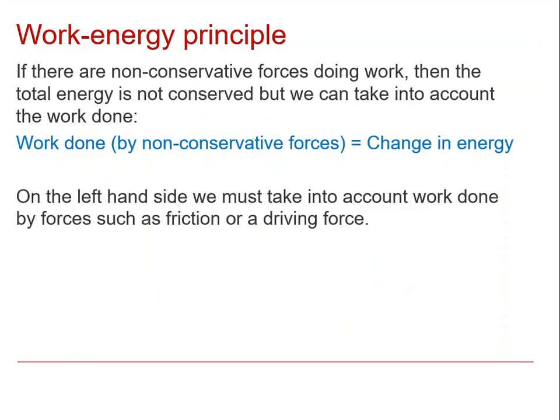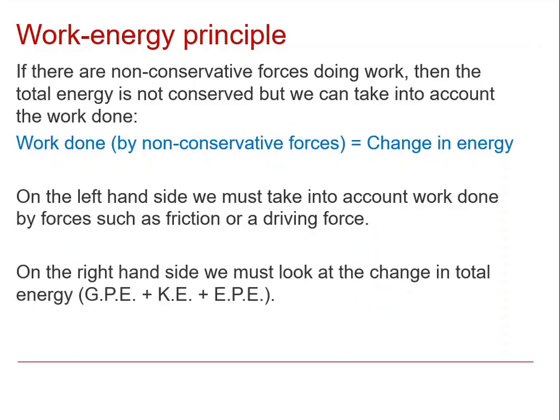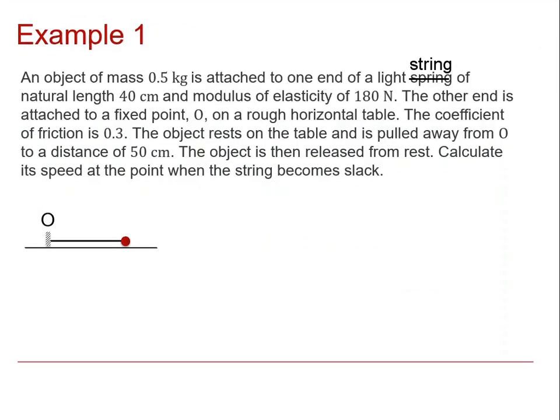energy. So the left hand side here is the work done by friction or driving force or some other force of that nature. On the right hand side we keep an account of the change in energy under the three categories: gravitational potential energy, kinetic energy and elastic potential energy. So let's look at this in the context of a simple problem.